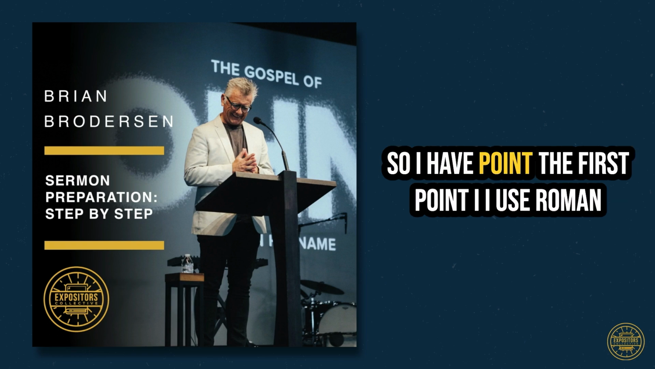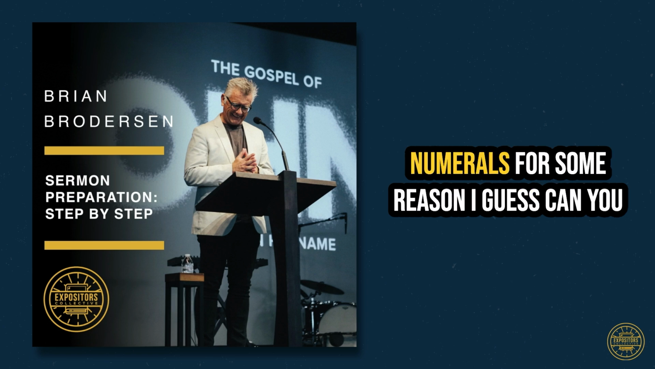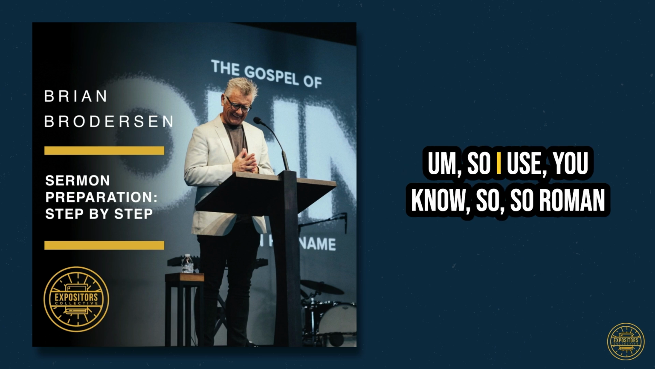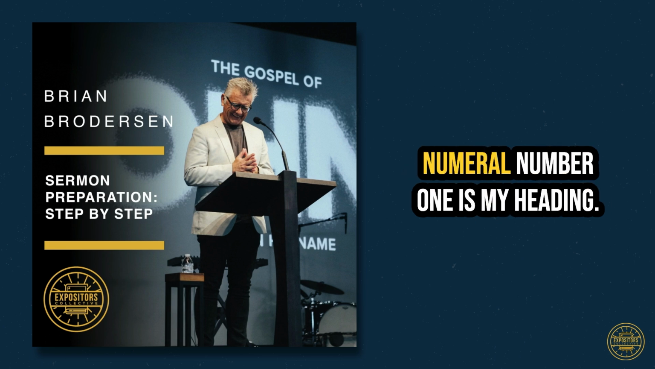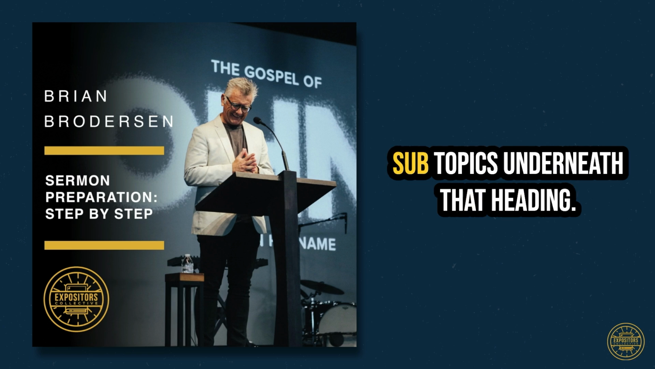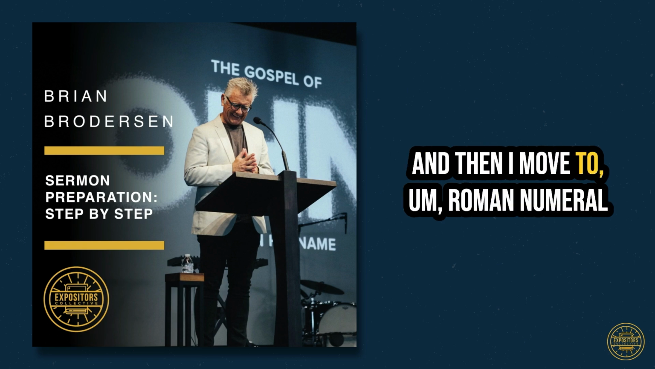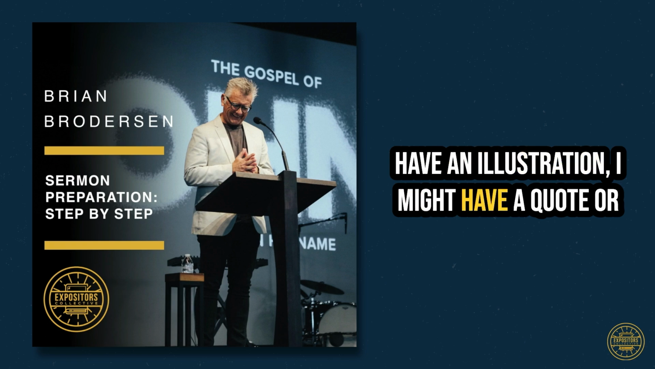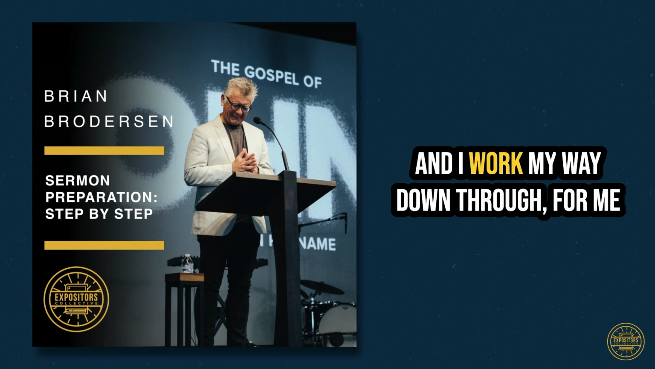So I have the first point, I use Roman numerals for some reason, I guess because it feels more ancient. I started back in the old days when they did that. So Roman numeral number 1 is my heading, and then I might have A, B, C, D as subtopics underneath that heading. And then I move to Roman numeral number 2, and I might have A and B. And then I might have an illustration, I might have a quote or something like that. And I work my way down through.